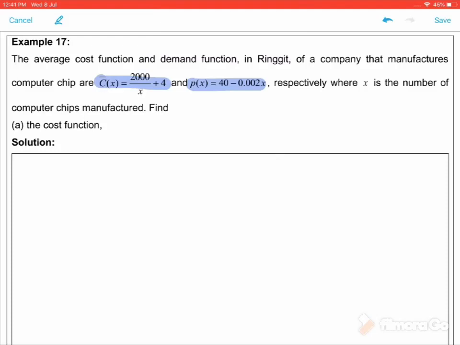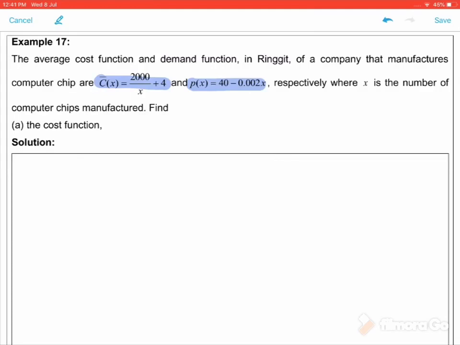Example 17. The average cost function and demand function in ringgit of a company that manufactures computer chips are C bar x is equal to 2000 over x plus 4, and p(x) is equal to 40 minus 0.002x respectively, where x is the number of computer chips manufactured. Find (a), the cost function.